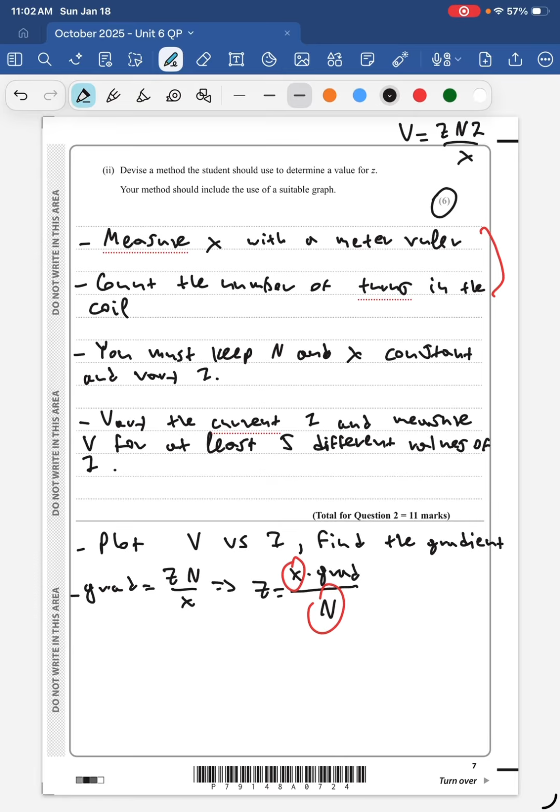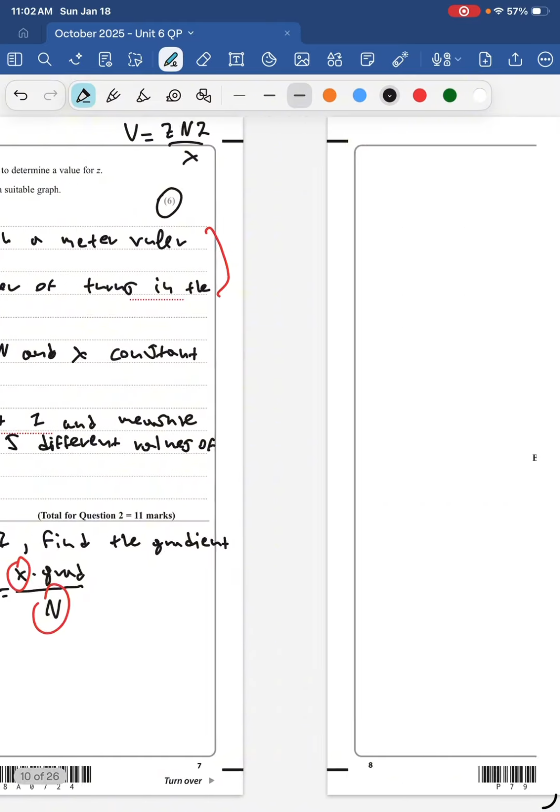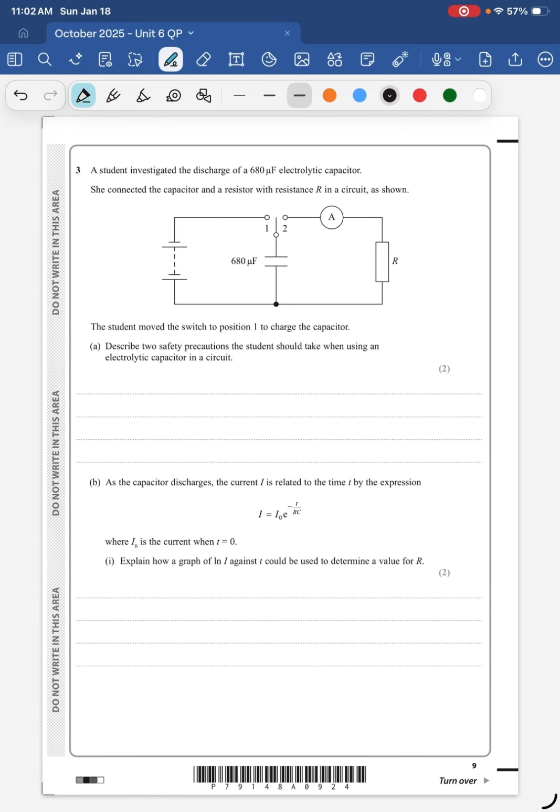All right, so let's do question number 3. Capacitors. A student investigated the discharge of a 680 microfarad electrolytic capacitor. She connected the capacitor and a resistor with resistance R in a circuit as shown. The student moved the switch to position 1 to charge the capacitor. Describe 2 safety precautions the student should take when using an electrolytic capacitor.